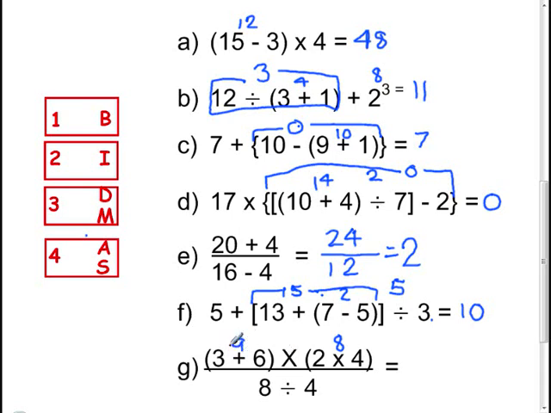Now I can take what's inside this bracket and what's in this bracket and multiply them together. 9 times 8 is 72. And now 8 divided by 4. Well, there's two groups of 4 in 8, so I can put that 2 here. Now divide the bottom number into the top number. 2 goes into 72 36 times, and that's my answer.